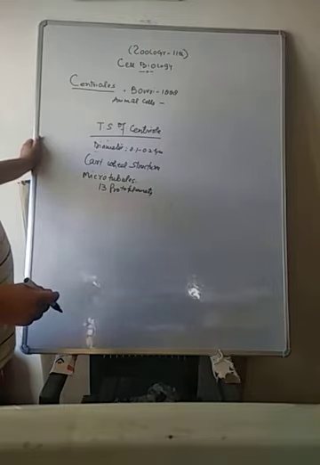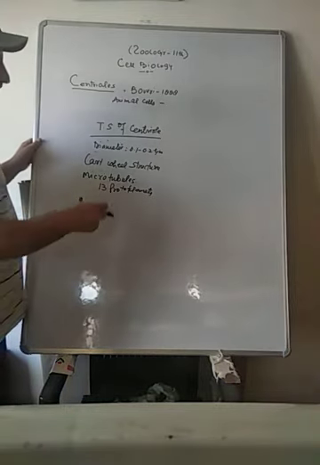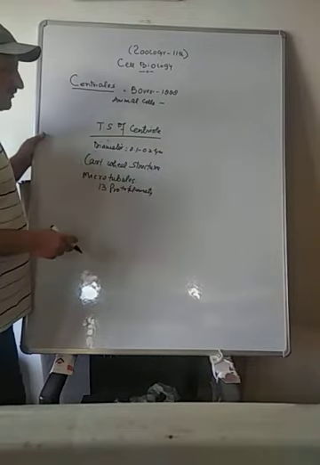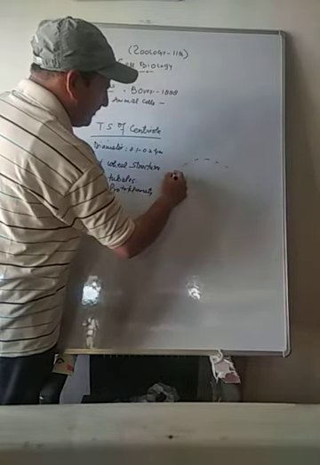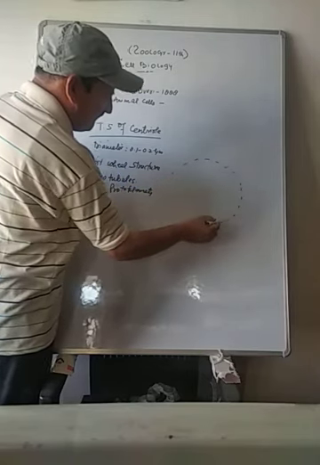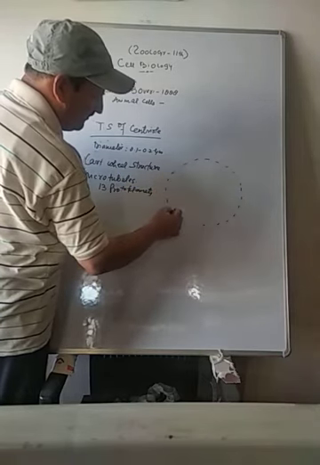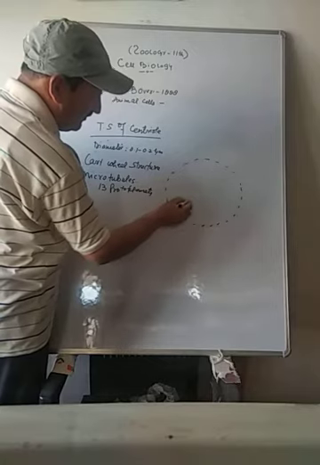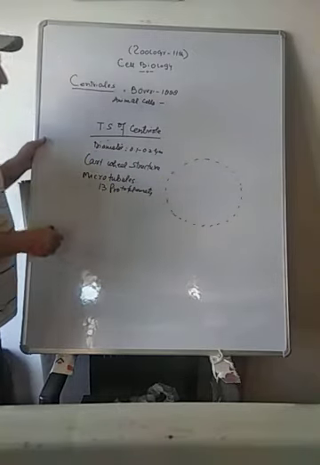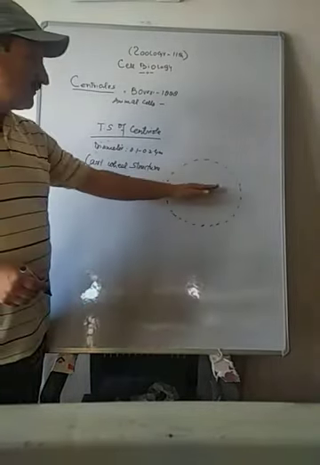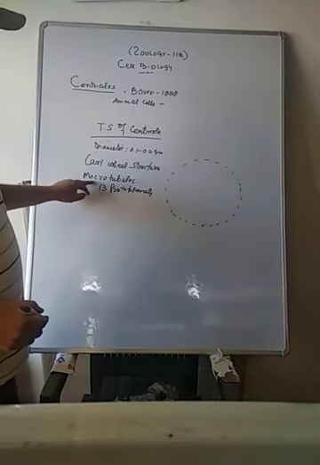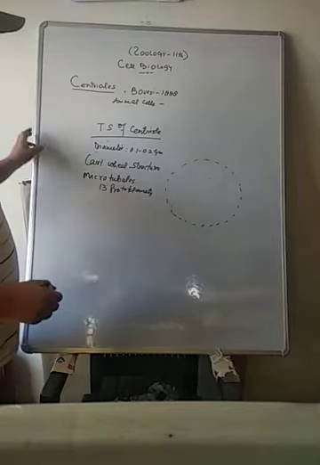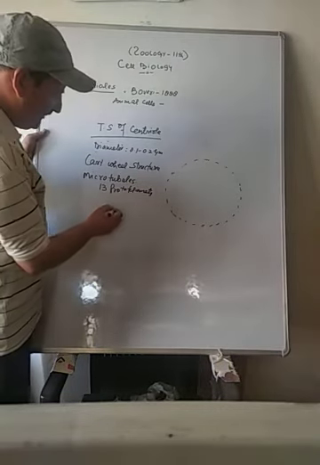Now, if we take the transverse section of a centriole, a cartwheel structure, I will draw it here. This is the periphery, and the center is blank. In the periphery, there are microtubules. Now microtubules are in the form of triplets, just like this.